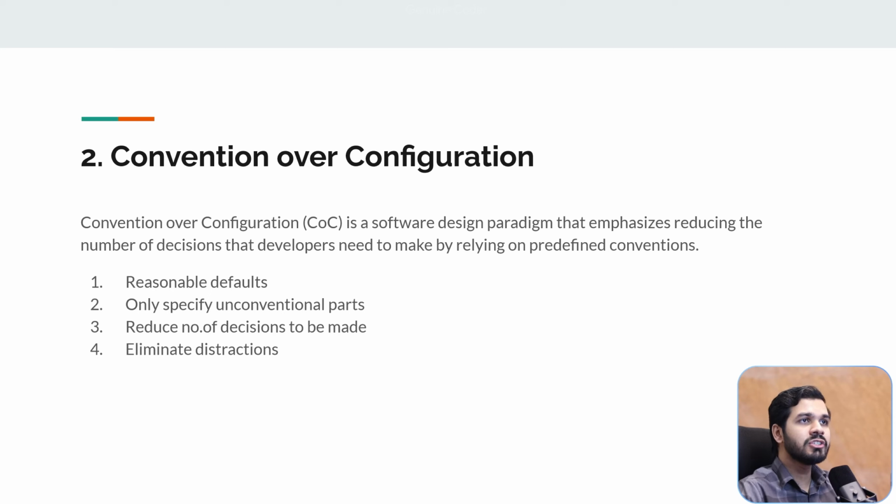Another example of convention over configuration is that when we start a Spring Boot application, it starts on port 8080. It assumes that by default, everyone is going to need to run the application on port 8080. If you want to change it, there is an easy way: just one line of code to change the server port. So it provides reasonable defaults. Reasonable defaults mean the default settings that most people are going to use, and only specify unconventional parts.